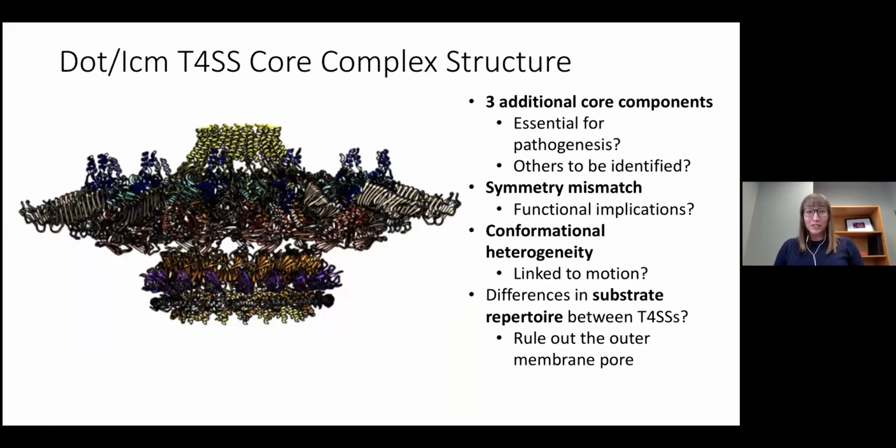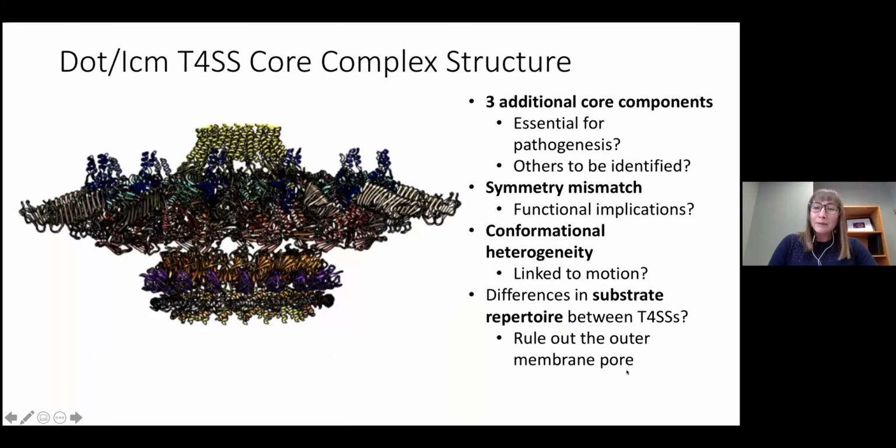But there's still a lot that we don't know, right? All good science leads to more questions. So we've identified core components. We don't know yet if they're essential for pathogenesis, and we don't know if we've identified everything. There could still be others that we haven't identified yet. We talked a little bit about the symmetry mismatch, the conformational heterogeneity, and what some possible functional implications are for that.